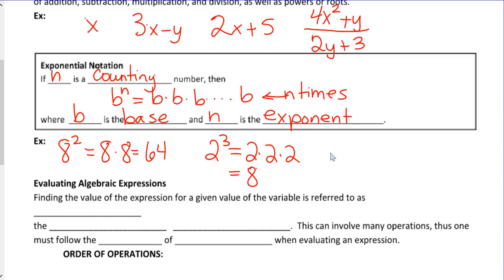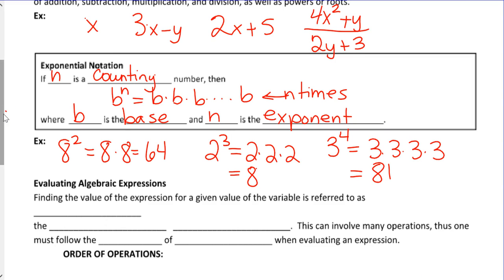If I then want to look at 3 to the fourth, again, that's not 3 times 4. It's going to be 3 times 3 times 3 times 3, where it's multiplied by itself 4 times, and that will give us an answer of 81. So make sure you don't make the mistake of doing the base times the power. It's the base multiplied by itself the number of times of that power.